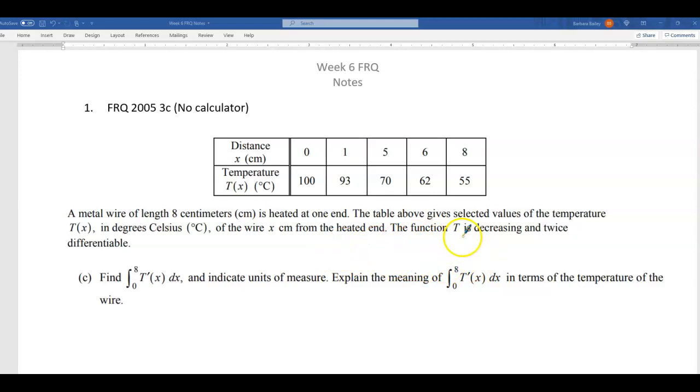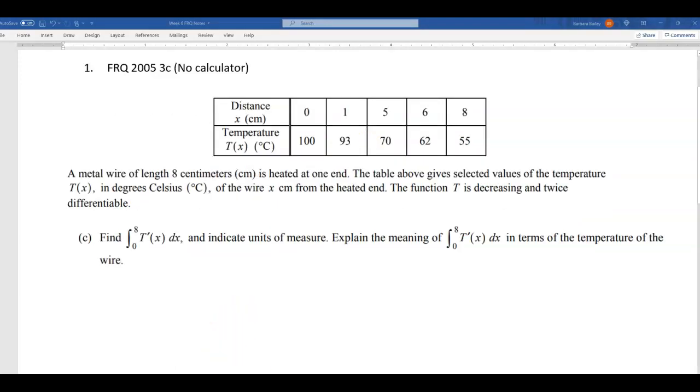They tell us that the function t is decreasing, which is obvious. It's going to be going down as we get farther away. And then they tell us twice differentiable, but that kind of doesn't really matter to it a whole lot, honestly. So we're going to go ahead and move on here. So the problem says find this and indicate the units of measure. And then they also want us to explain the meaning of this in terms of the temperature of the wire. So we've got 3 things that we need to do here.